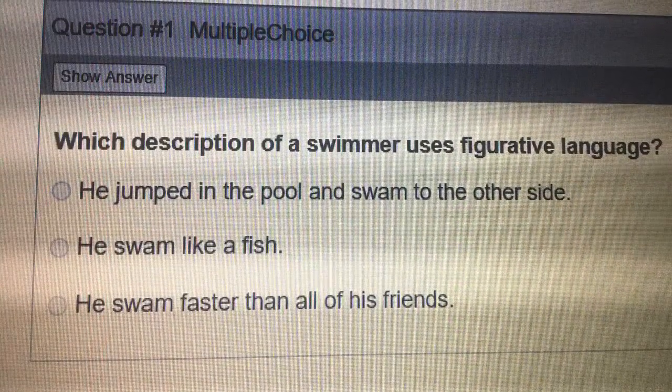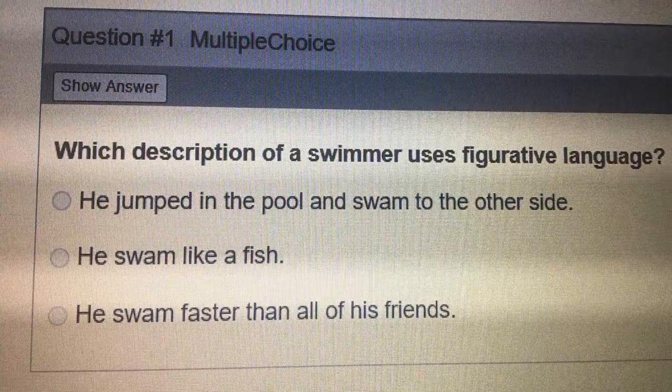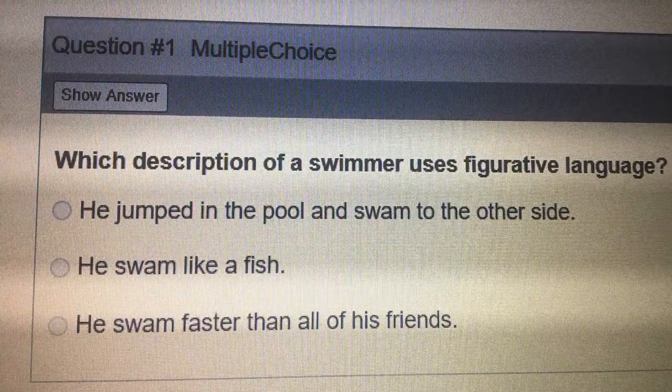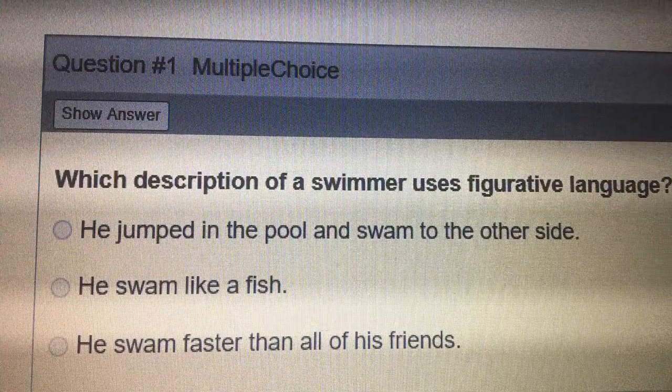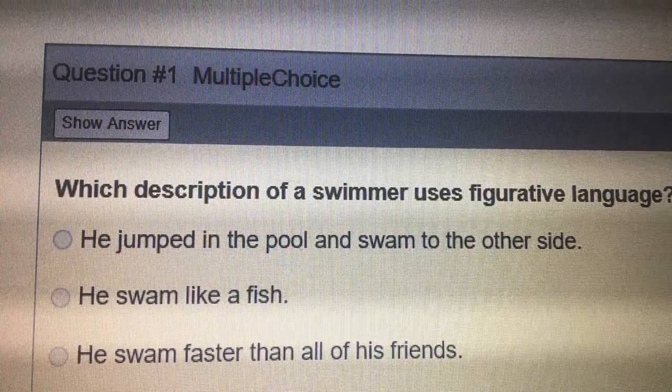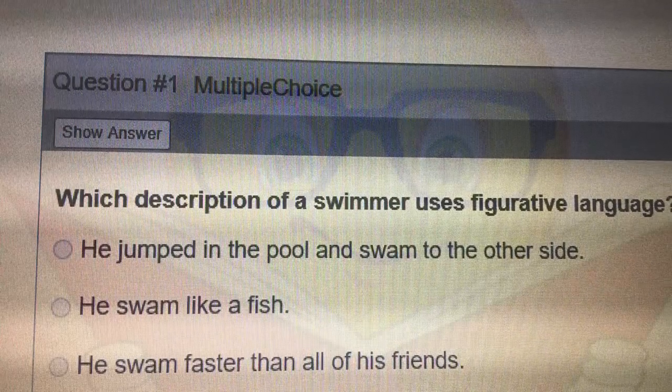Question 1. Which description of a swimmer uses figurative language? He jumped in the pool and swam to the other side. He swam like a fish. He swam faster than all of his friends.